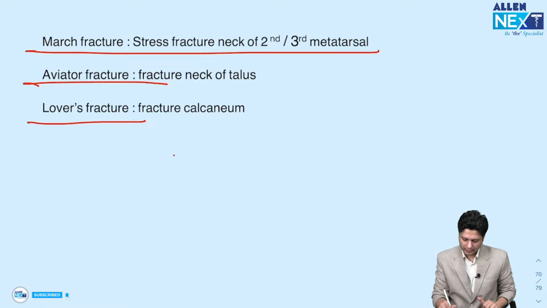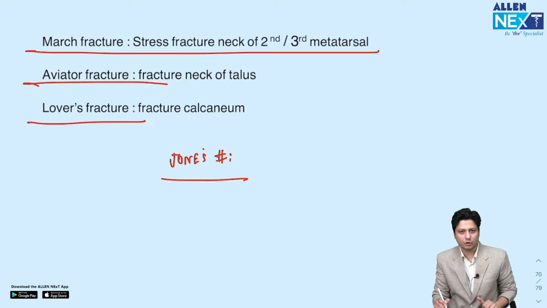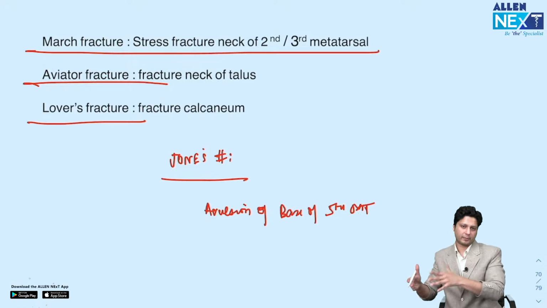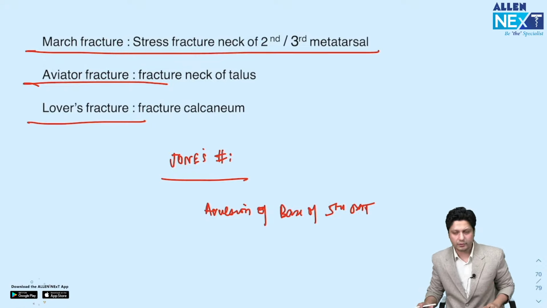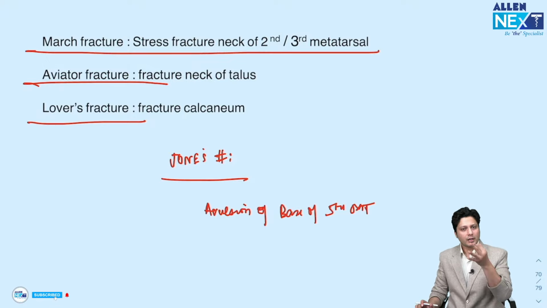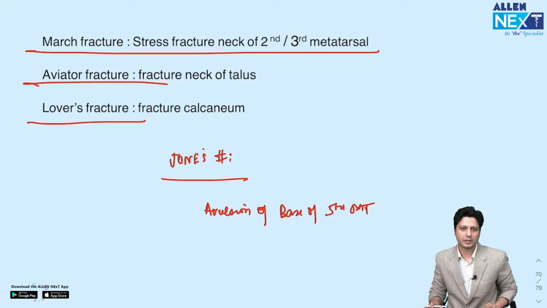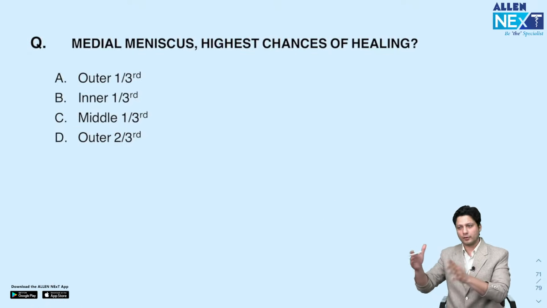All right. One more you can write is Jones fracture, because it is again very commonly seen. Jones fracture is the avulsion fracture of the base of the fifth metatarsal, particularly in obese individuals. If there is a history of injury related to supination of the foot, then this is very common. Jones fracture, avulsion fracture of the base of the fifth metatarsal.